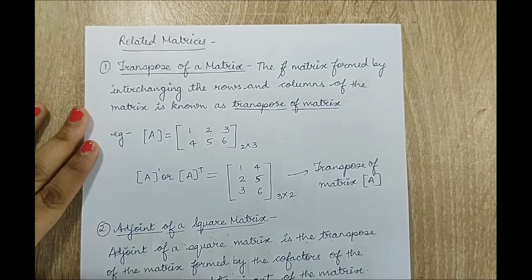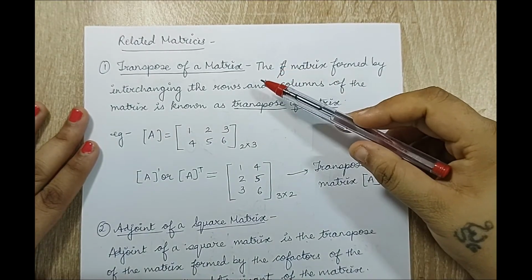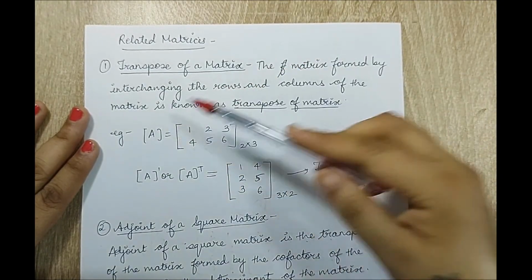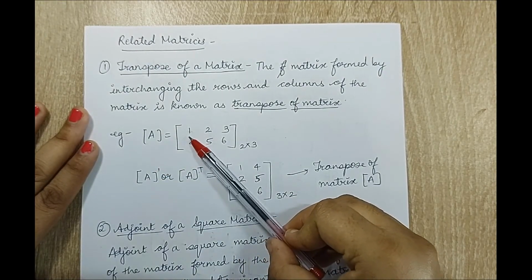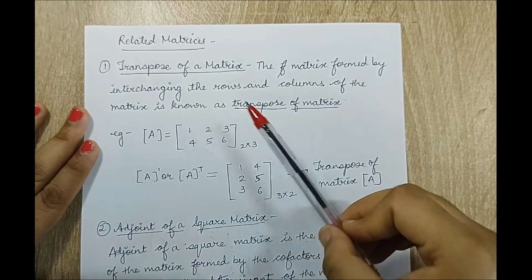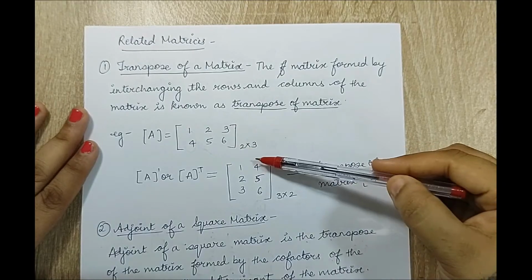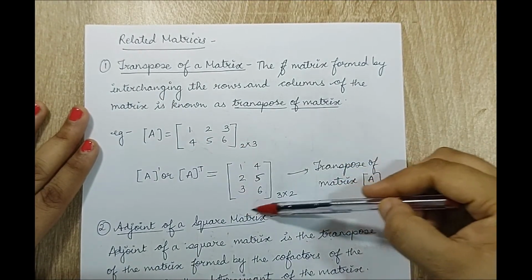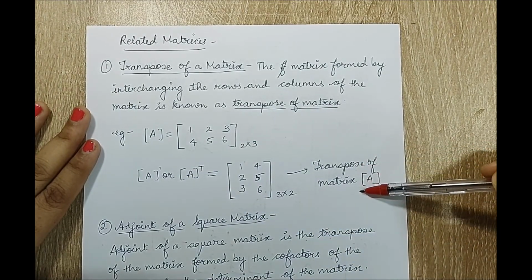Next, let's talk about some related terms with matrices. First one is the transpose of a matrix. The matrix formed by interchanging the rows and columns of the matrix is known as the transpose of the matrix. Let's observe A has elements 1, 2, 3, 4, 5, 6. It has 2 rows and 3 columns. When I write the row as a column, 1, 2, 3 becomes a column, 4, 5, 6 becomes another column. This matrix which is formed now will be called the transpose of matrix A.